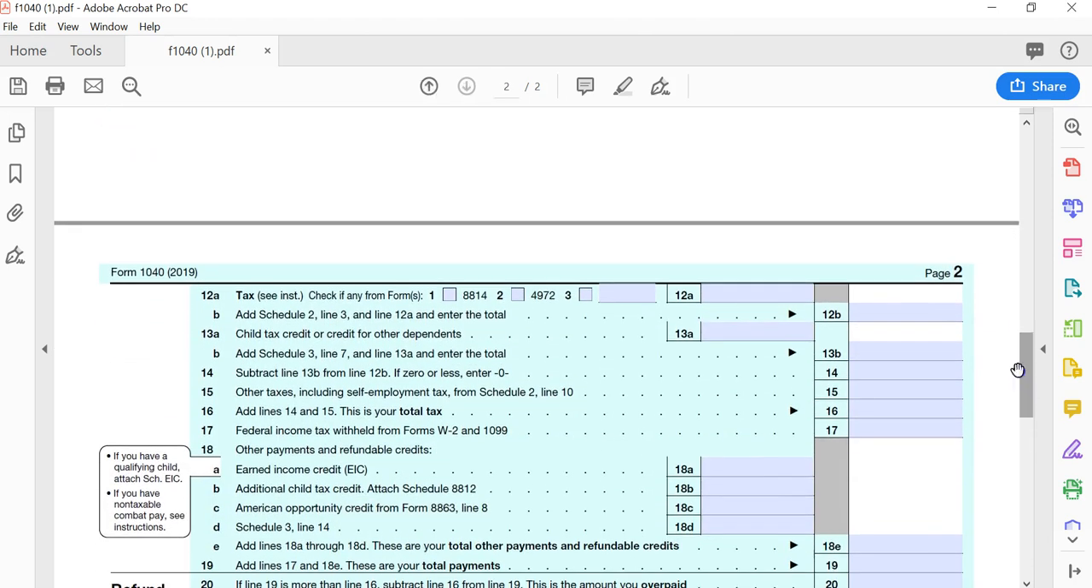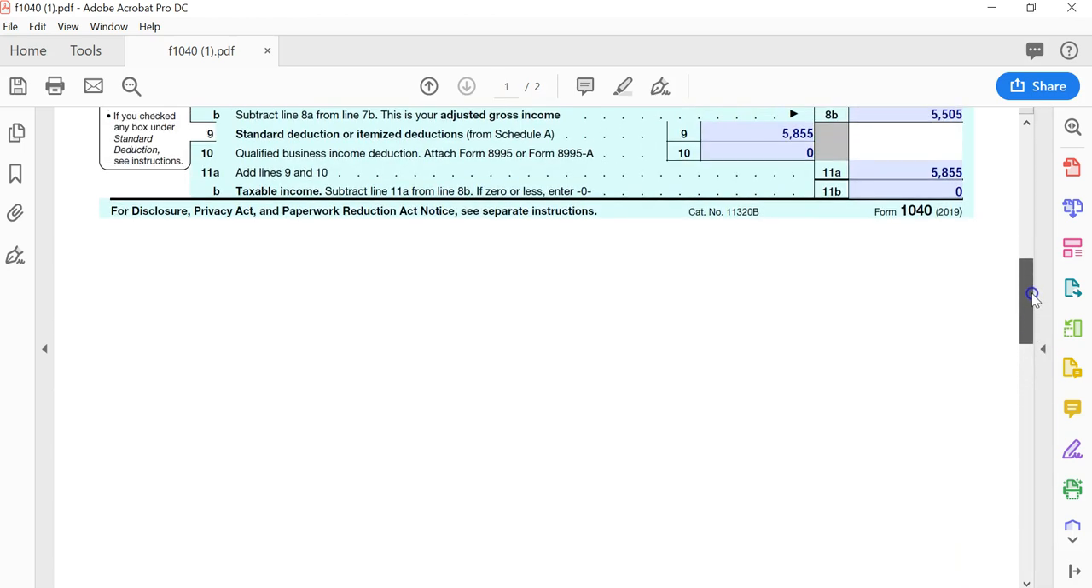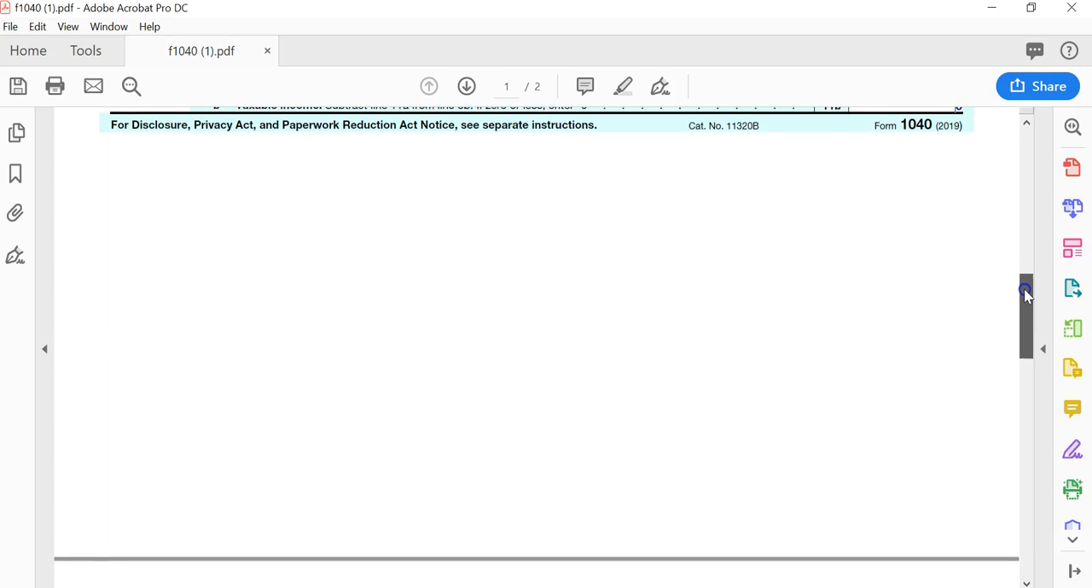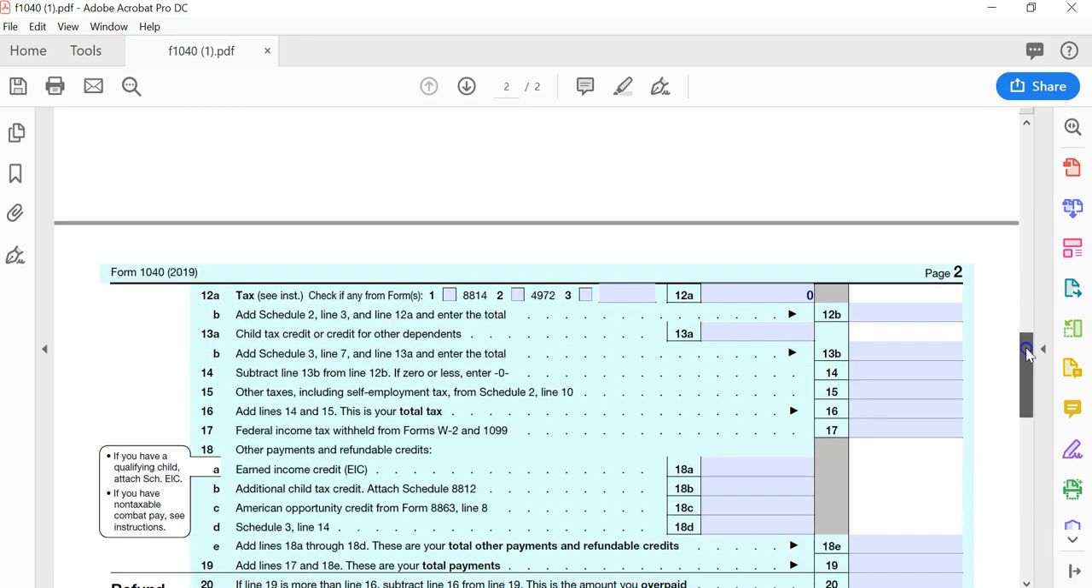Number 12A is looking to figure out how much tax he needs to pay. Since we already know that he does not have any taxable income, we know that this number here is 0, because our line here was 0. Now, in other situations, if you have a number here, then you would need to look up that number that's on 11B in the tax table.